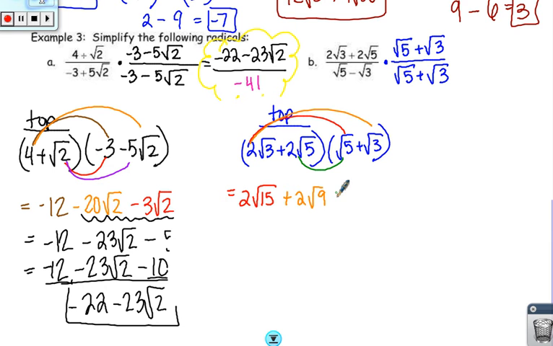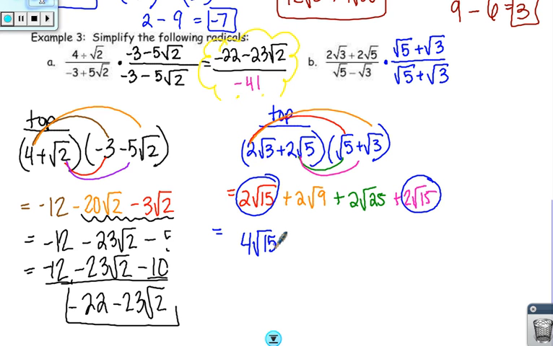Our inners, 2 square root of 5 times the square root of 5 is 2 square roots of 25. And our last, 2 square root of 5 times the square root of 3 is 2 square roots of 15. All right, so now we need to see what can we combine. I have 2 square root of 15 here and 2 square root of 15 here. So 2 square roots of 15 plus another 2 square roots of 15 give me 4 square roots of 15. Well, what's the square root of 9? 3. So that piece becomes 2 times 3. What's the square root of 25? 5.